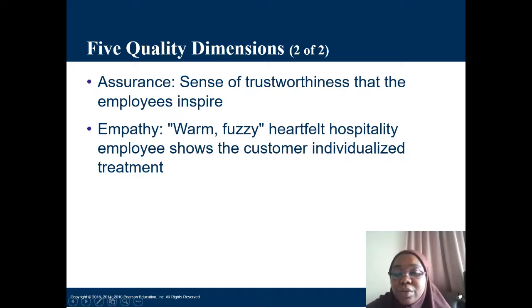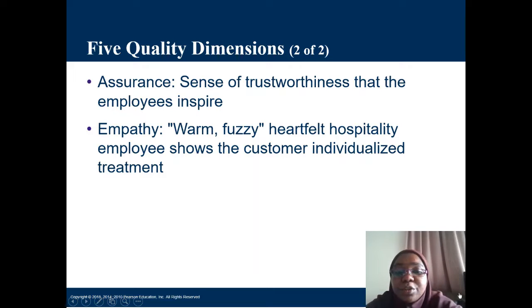Moving ahead is assurance. That's the fourth quality dimension. Assurance is when customers have a sense of trustworthiness that the employee inspires. So it's the employee that is going to inspire customers to have some level of assurance based on the extent to which customers feel that the employee or the company and the employees are actually trustworthy.